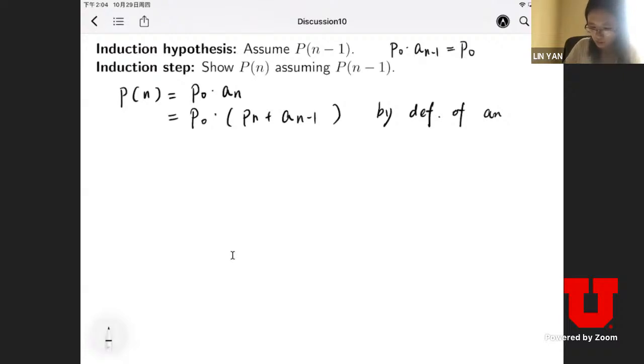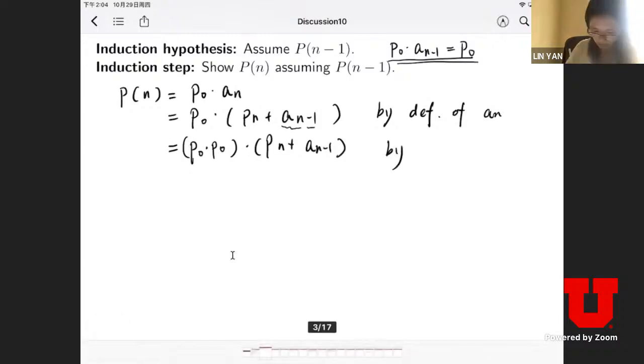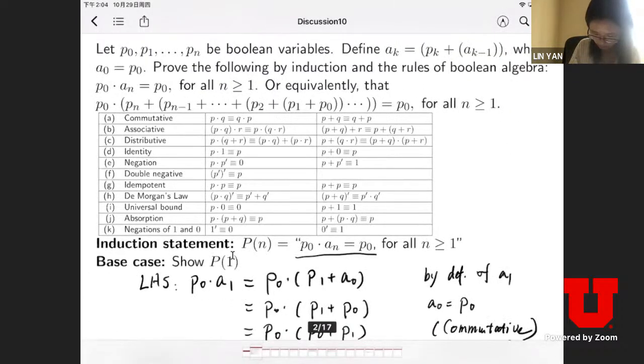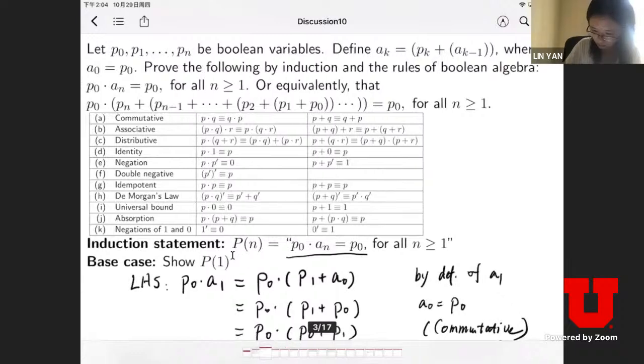And then we want to use this inductive hypothesis. So we want this one multiplied by P0. So we can do P0 is equal to P0 times P0. This is by here.